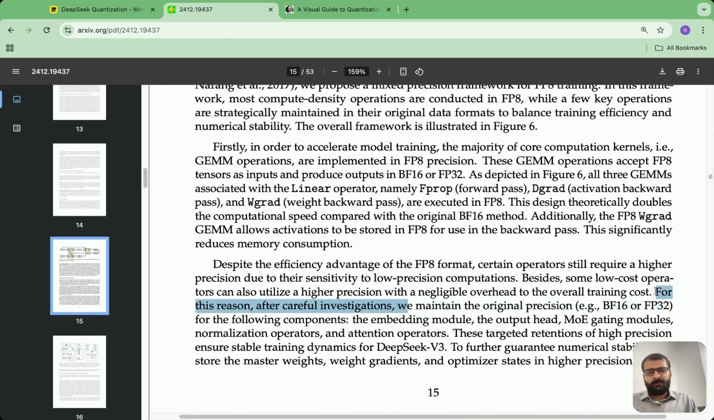For this reason, after careful investigation, we maintain the original precision for the following components: the embedding module, token and positional embedding, the output head, where the final output head converts from embedding dimension to the dimension of vocabulary size, mixture of experts gating modules, normalization operators, and attention operators. The precisions are higher for these operations, either BF16 or floating point 32. Whereas all the other areas where we have weight multiplications are calculated using the floating point 8 format.